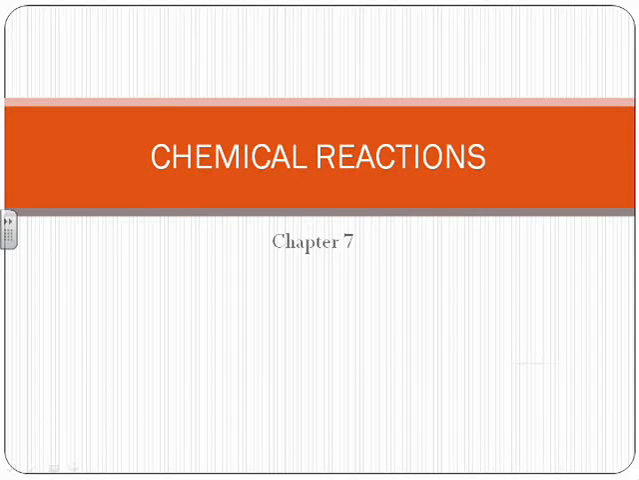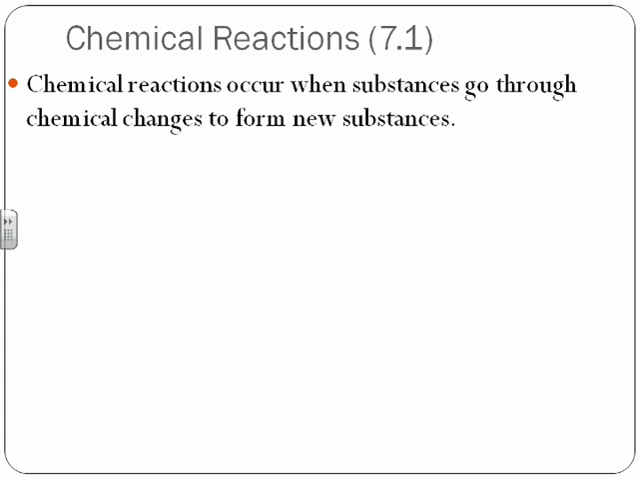All right, this is our first video for Chapter 7. We're talking about chemical reactions. So let's go ahead and discuss what a chemical reaction is. Chemical reactions occur when substances go through chemical changes to form new substances.